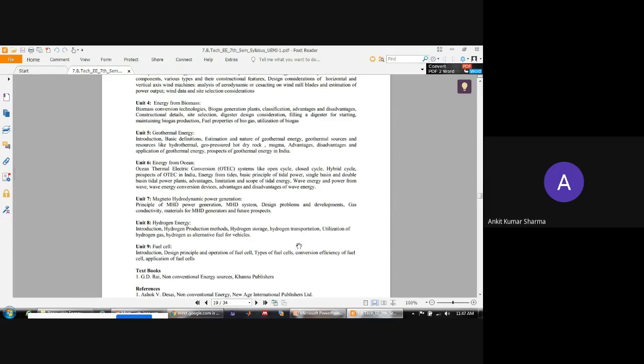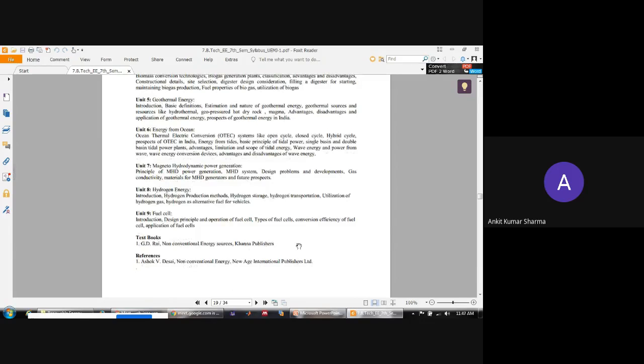In unit 8, we will discuss hydrogen energy. In the hydrogen energy unit, in the introductory part, hydrogen cells, hydrogen transportation, utilization of hydrogen gas, and hydrogen as an alternative fuel for vehicles. It's the most important part these days. Hydrogen is used as a fuel in vehicles. Last but not least, in unit 9, we will discuss the fuel cell: the introductory part, design principle and operation of fuel cells, types of fuel cells, conversion efficiency of fuel cells, and applications of fuel cells will be discussed further.